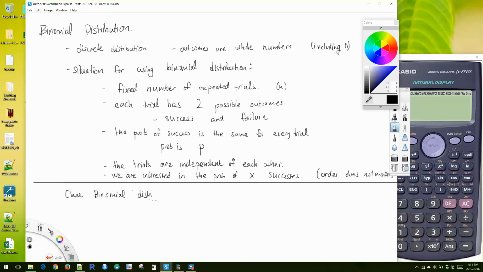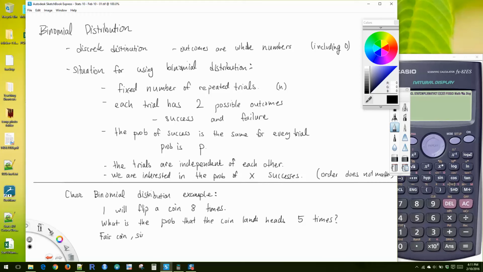So here's our classic binomial distribution example. I will flip a coin 8 times, and I'm going to ask, what is the probability that the coin lands heads 5 times? And we can say it's a fair coin. So the probability of heads is equal to 0.5.